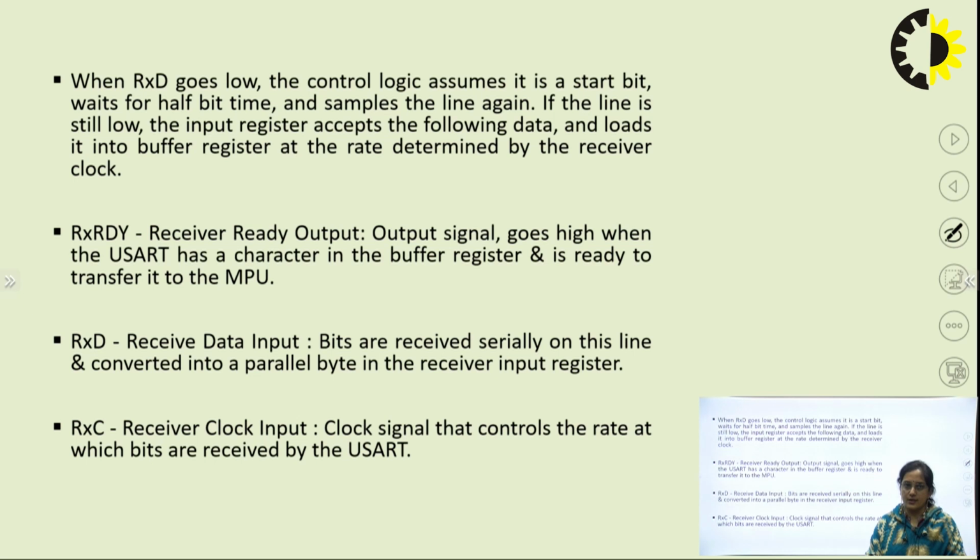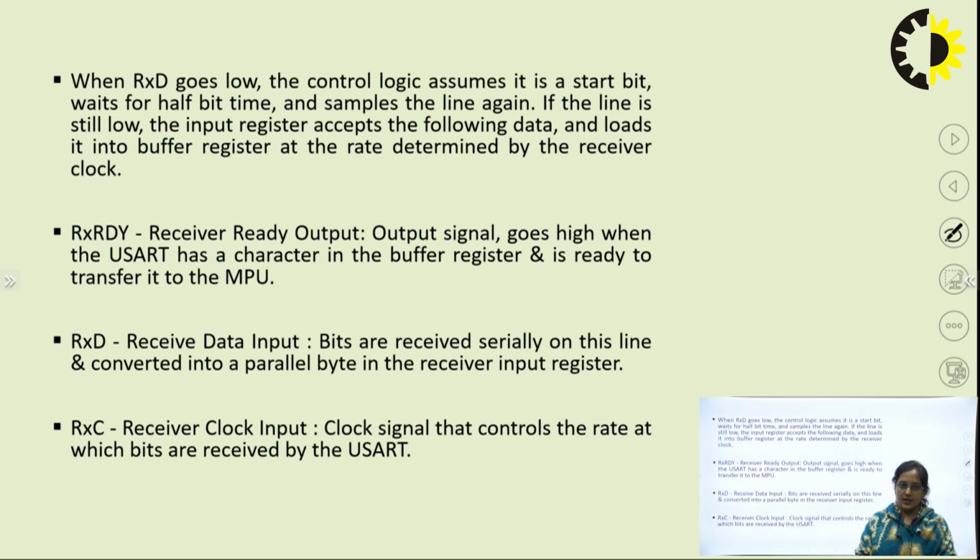The control logic assumes that the start bit is there and it will sample the line again and again to check that data is coming. 8 bits of data are received by the receiver at the rate of the receiver clock. Then the receiver ready output signal goes high. It shows that the USART has a character in the buffer register and is ready to transfer it to the microprocessor. So when 8 bits of data are received by the receiver buffer of the USART, it sends a control signal, or we can say an interrupt signal, to the microprocessor that the 8251 is ready with the data. You can read the data.